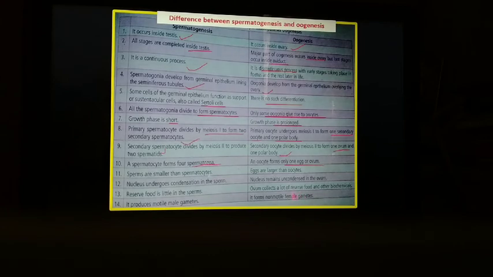Sperms are smaller than spermatocytes, whereas eggs or ova are larger than the oocytes. The nucleus undergoes condensation in the sperm, whereas the nucleus remains uncondensed in the ovum. The reserve food is little in the sperm, whereas the ovum has a large amount of reserve food and other biochemicals. In spermatogenesis the gamete, which is the sperm, is motile, whereas in oogenesis the ovum is non-motile. So that is the main difference between spermatogenesis and oogenesis.